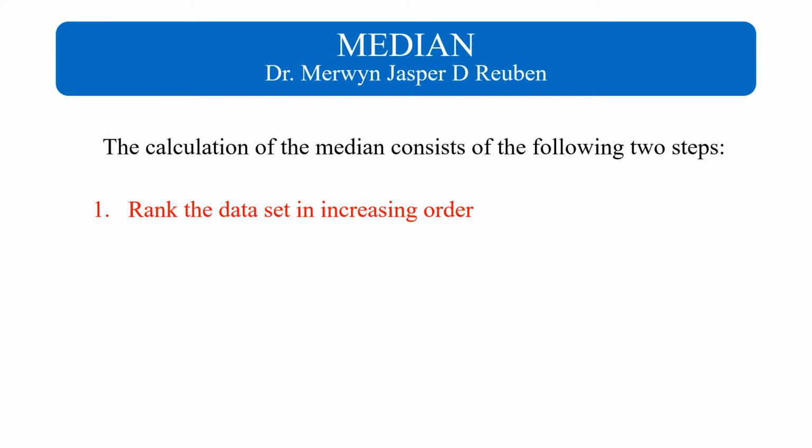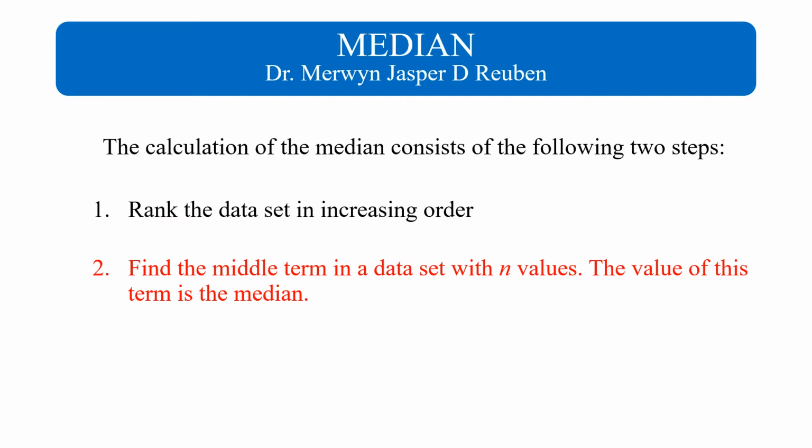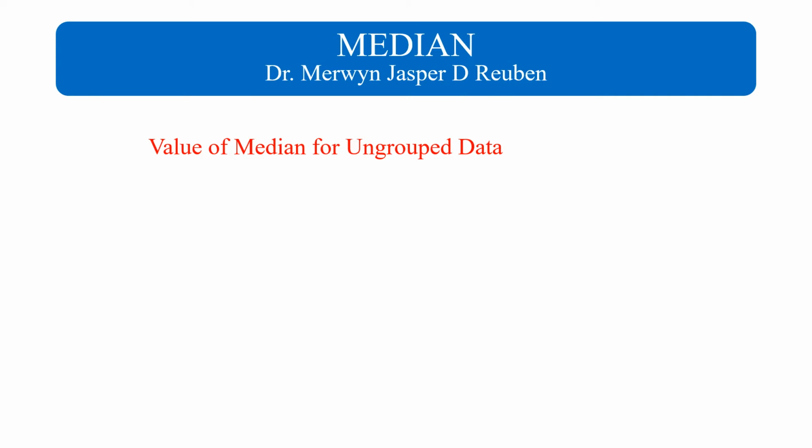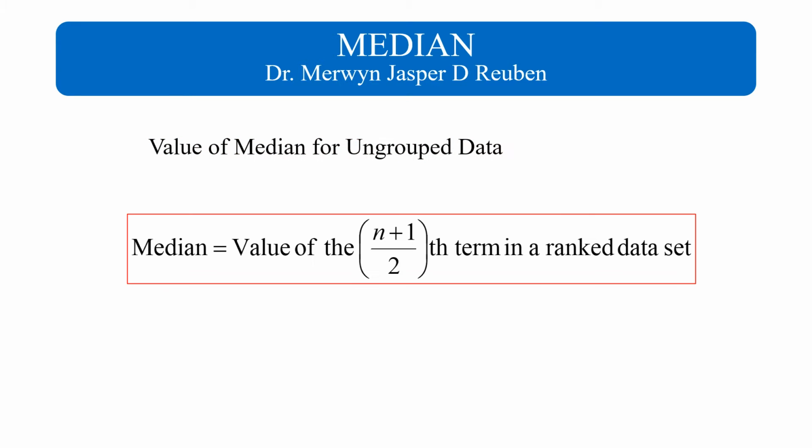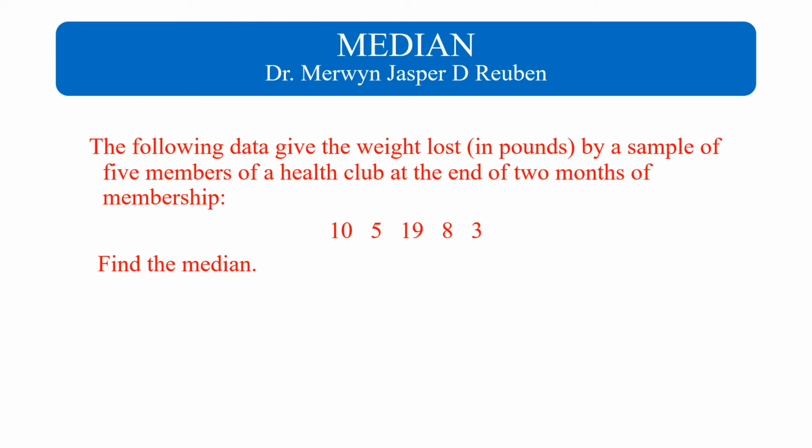First, rank the dataset in increasing order. Ranking means putting it in either ascending or descending order. Here, we are going to use the ascending order. The second step is find the middle term in a dataset with n values. The value of this term is the median. So, the value of median for ungrouped data is given by the value of the (n plus 1) by 2th term in a ranked dataset. Let's see an example of how to calculate the median for the data.